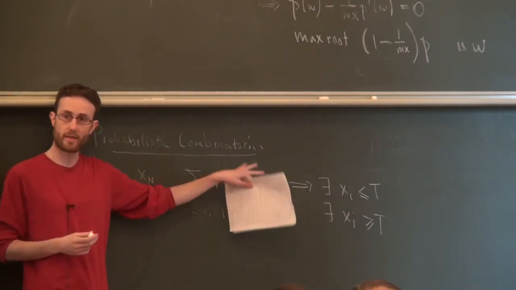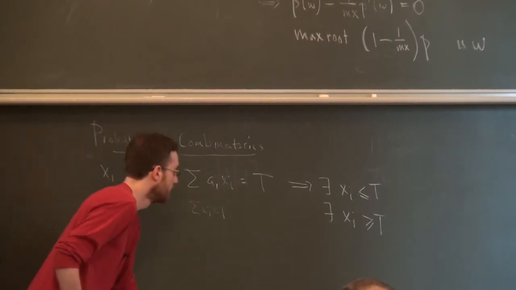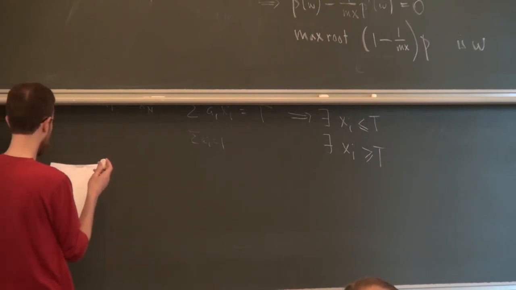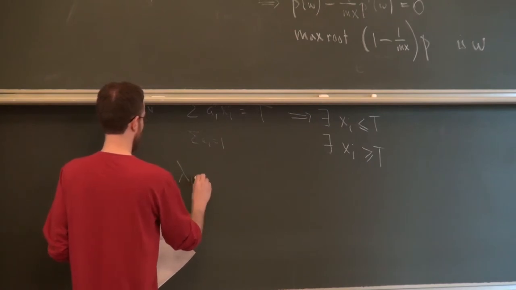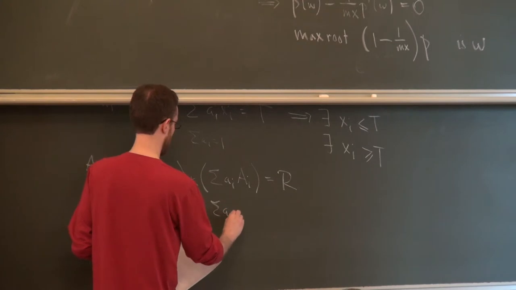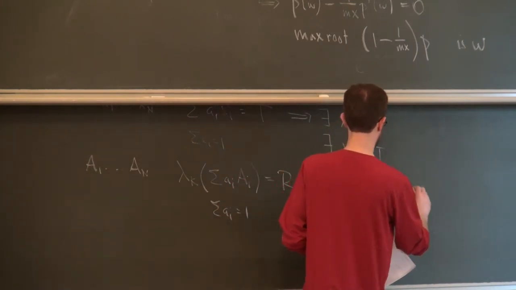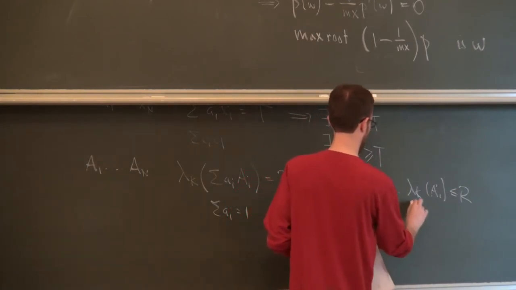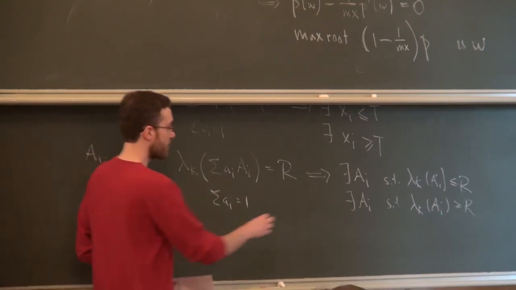This implies there exists an xi which is less than or equal to t, and there exists an xi which is greater than or equal to t. Right? So if you have a bunch of numbers which average to t, then one of them has to be at least as big, and another one has to be at least as small. That's sort of the main theorem of probabilistic combinatorics. And we would like to say the same thing about matrices. We'd like to say something like, if I have A1 through An, and I know that lambda k of the sum of the ai Ai's is equal to r, this implies that there exists an Ai such that lambda k of Ai is less than or equal to r. There exists an Ai such that lambda k of Ai is greater than or equal to r. And as much as we would like to say that, that's problematic because it's not true.